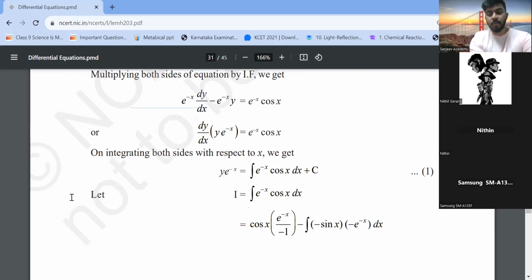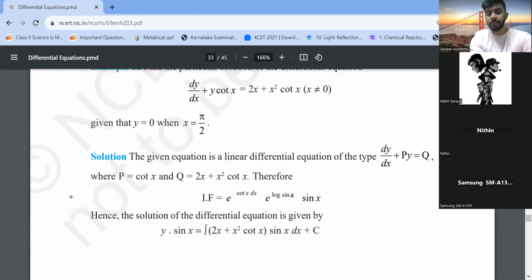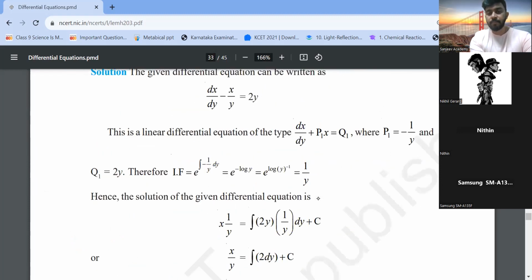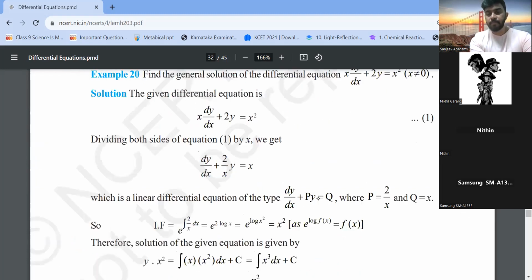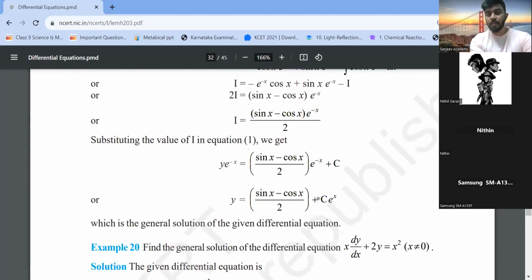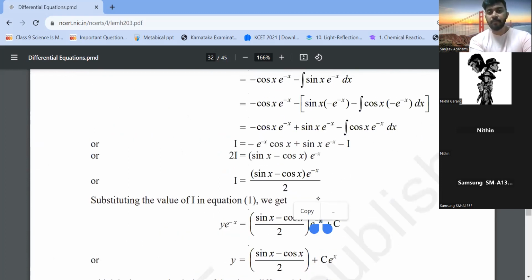So be very thorough with the integration by parts, you will be able to understand what I'm trying to tell. Or else, no. Yeah. So this is what I told you. I think you can see here clearly.